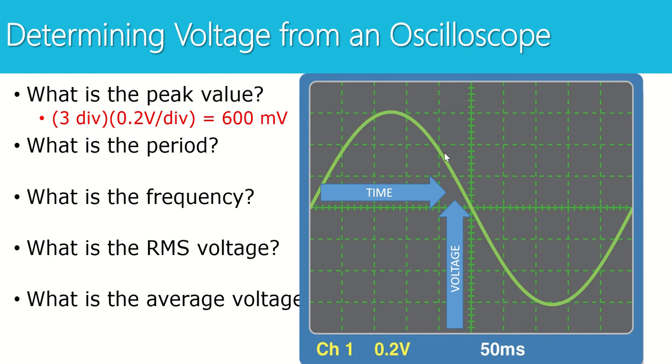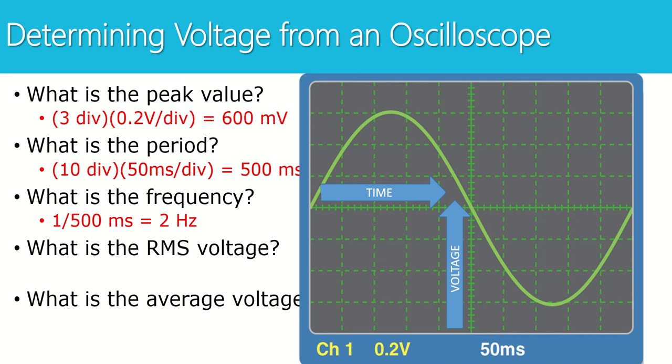Well, I can see that one cycle is represented on the screen. Let's estimate how many boxes that covers. 1, 2, 3, 4, 5, 6, 7, 8, 9, 10. 10 boxes at 50 milliseconds per box. So I'm going to do 10 boxes, or we call these divisions, 10 divisions, times 50 milliseconds per each division or per each box. So you have 500 milliseconds is your period.